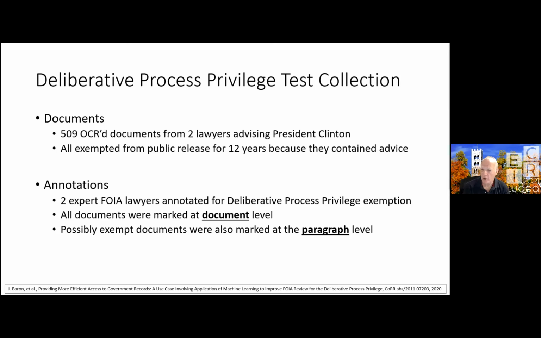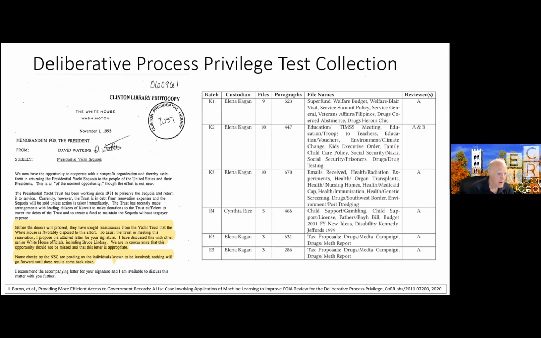And so we have this collection of advice that was given by people to the president of the United States in this case. And we can see years later what was considered confidential. And then we can try to build machines that can replicate that. So this is a freedom of information application. I have an example here.